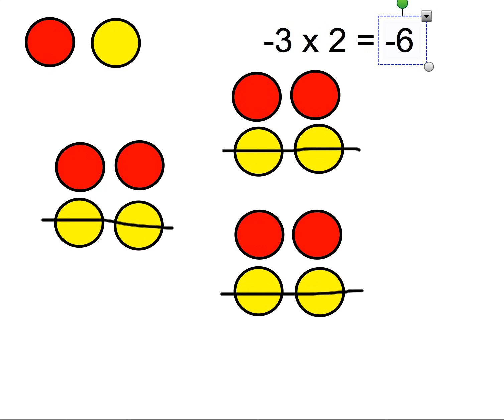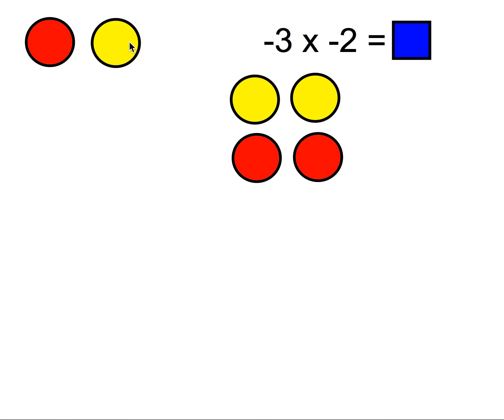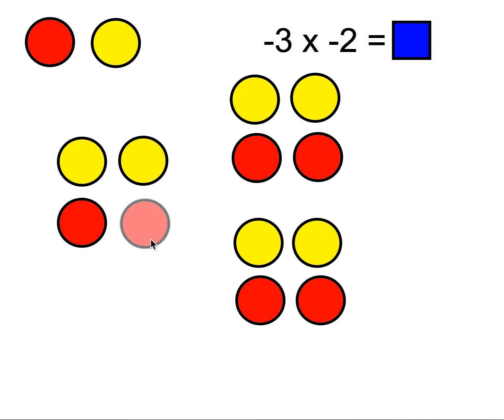Let's look at one more with removing. I want to remove 3 groups of negative 2. That's what negative 3 times negative 2 is saying. So again, we're going to start with 3 groups of 0 pairs, 2 0 pairs in each group. It's 1. Here's 2 groups. And again, I'm going to put my third group over here. 3 groups. Each group has 2 0 pairs, and there's 3 groups.